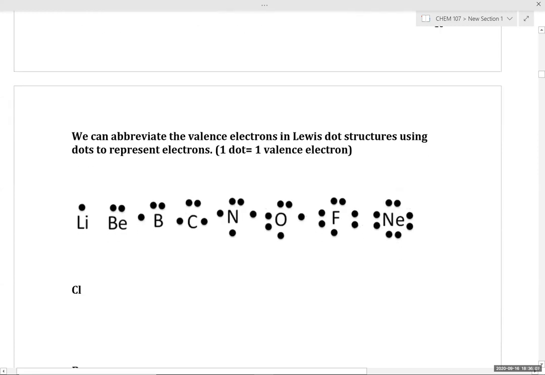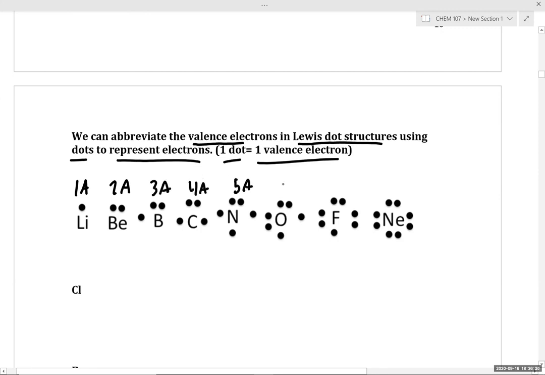So one thing that we can do is we can abbreviate the valence electrons in what are known as Lewis dot structures using dots to represent electrons. So one dot, one valence electron. So lithium, 1A element, one valence electron, one dot. Beryllium, 2A element, two valence electrons, two dots. And so forth.